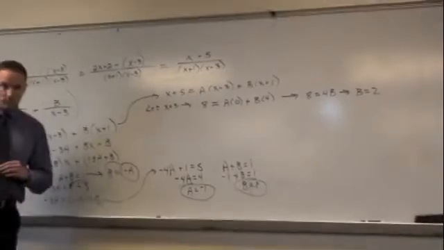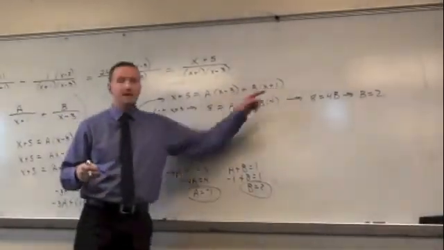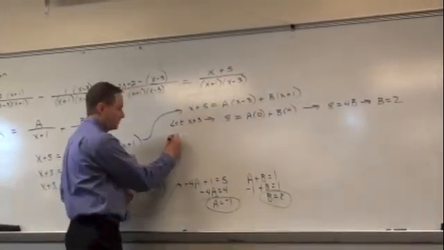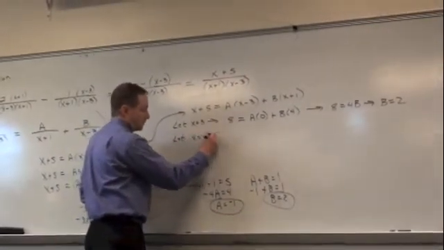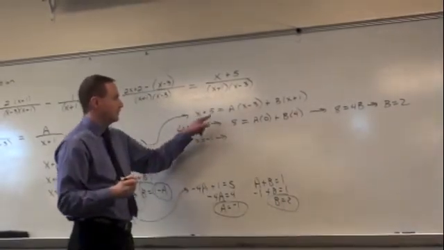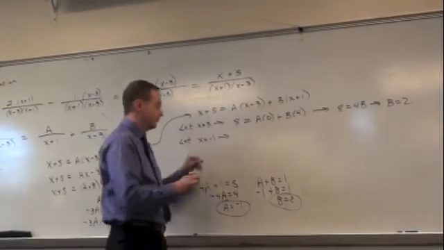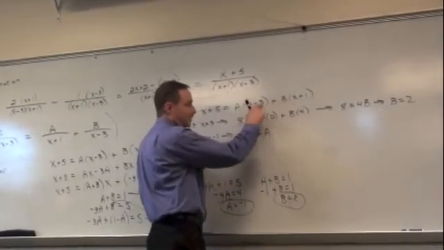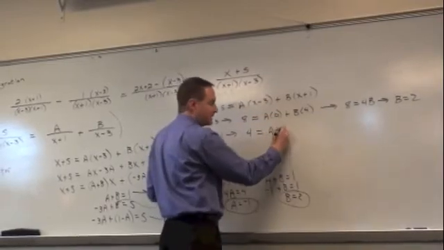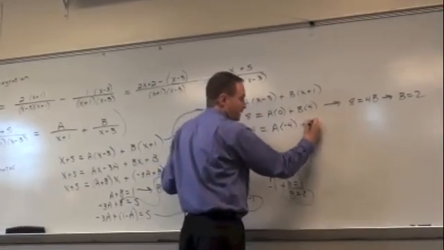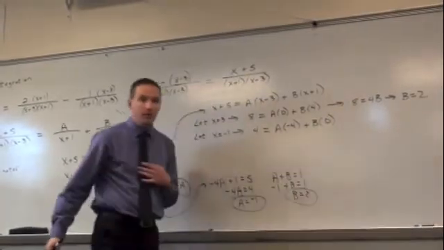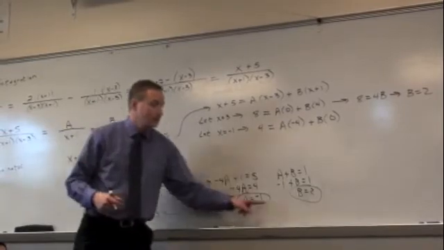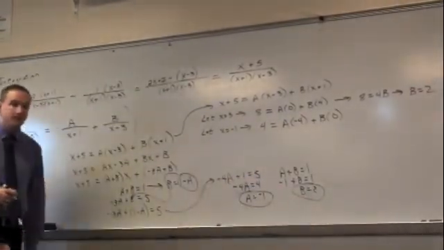Then you could say, conversely, what if you wanted to get rid of b in this equation? Let x equal negative 1. So then on your left-hand side, negative 1 plus 5 is 4, equals a times negative 1 minus 3, a times negative 4. And then I'd have, again, plus b times 0. So I would get negative 4a is 4, a is negative 1. Same answers that I had down below.